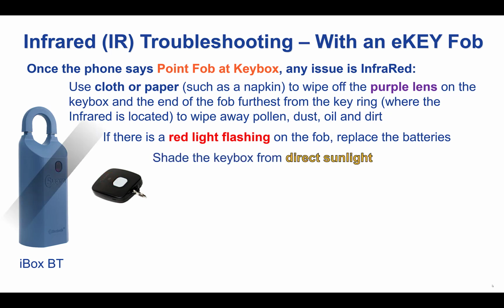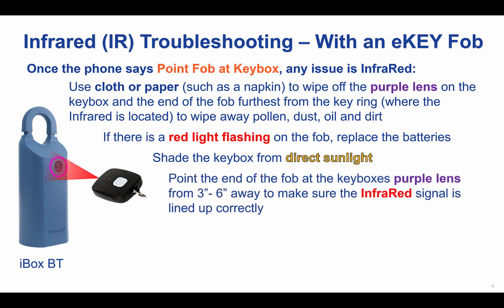Shade the key box from direct sunlight. The sun is the brightest light bulb around. If it happens to be low enough in the sky and can be shining directly at the eye on the front, the key box simply can't see the fob. So by stepping in the way or holding a hand over it so that the eye on the key box is not being directly shined at by the sun, that should allow the fob to communicate.